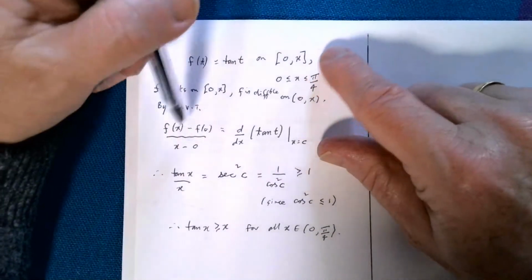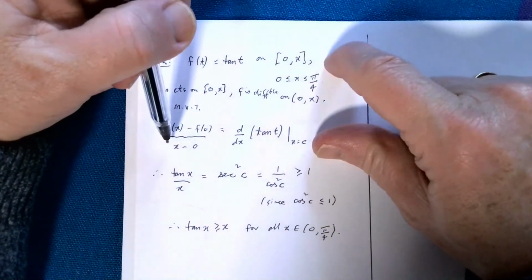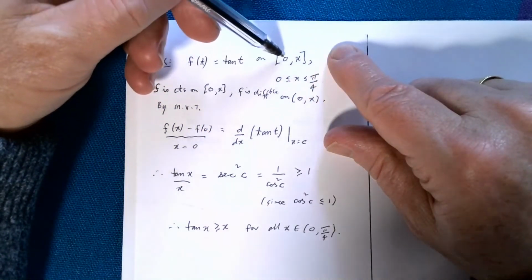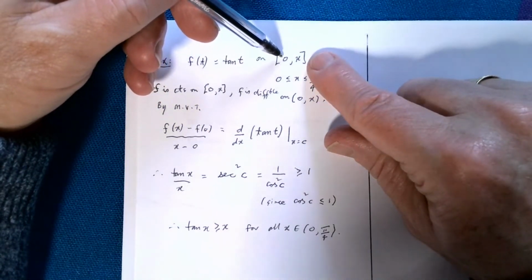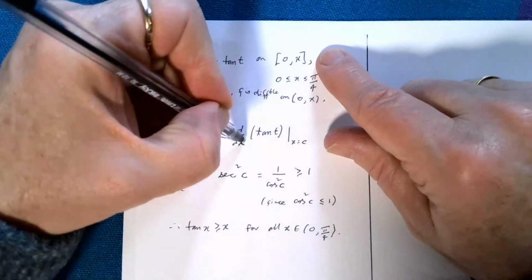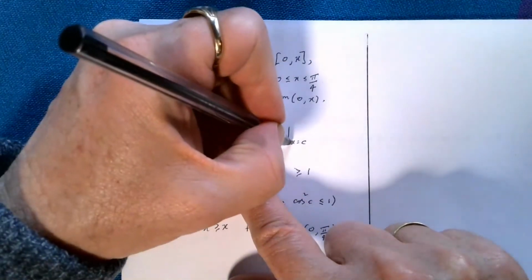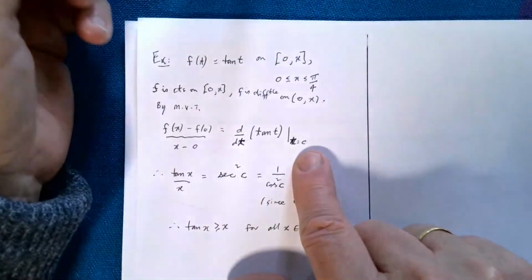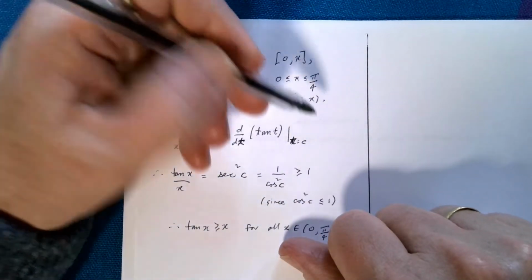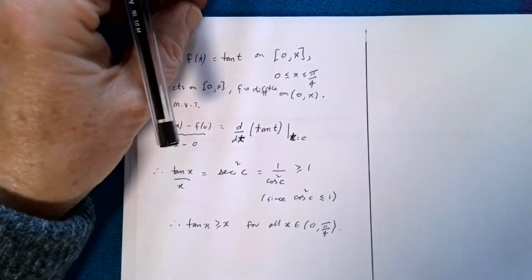So we get f of x minus f of 0 over x minus 0. So f of that minus f of this divided by x minus 0. And that's going to equal the derivative of this function, that's with respect to t there. I differentiate this function with respect to t, and I'm going to put t equals c in. So I differentiate tan, becomes sec squared, and I replace the t with c, so I get sec squared c.